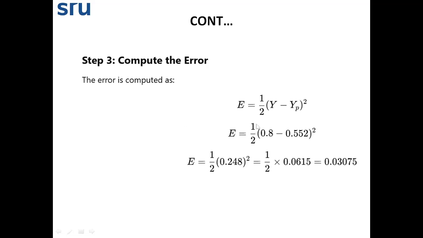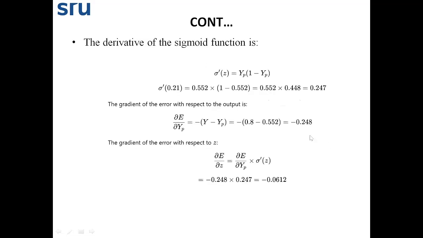Compute the error. E is equal to half of y minus yp whole square. So here half of 0.8 minus 0.552 whole square. When we do the calculation, we are getting 0.03. Derivative of the sigmoid function: sigma dash z is yp into 1 minus yp. When we put in all these values, we are getting 0.247.